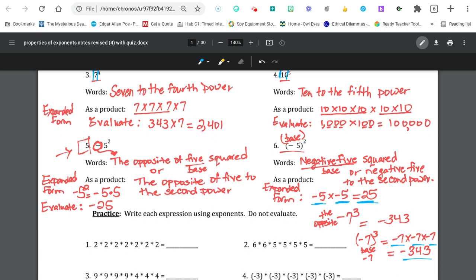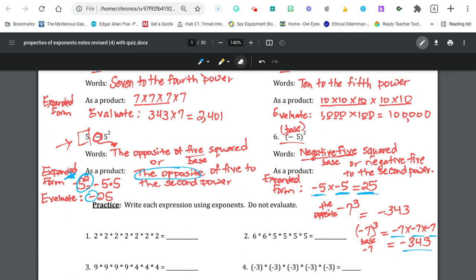But in cases like this, where your negative is not even in parentheses, your answer is always going to be negative because it's read as the opposite of some positive base raised to some exponent, okay? Hope that makes sense. If it doesn't, pause the video and let me know.